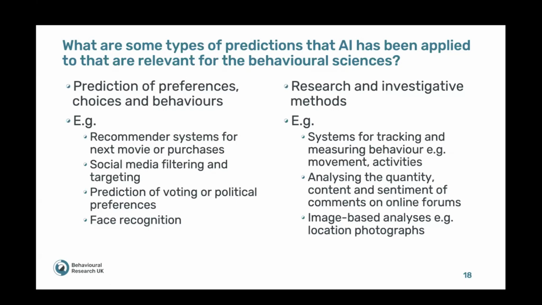And finally, you may be supporting your research methodology with other modalities, which are also only accessible to AI algorithms. For example, you may have image-based analyses, such as location photographs, which you are using to try and understand better the context in which behavioral choices are taking place. Maybe you've got photographs of the environment around the shop, to try and understand the contextual settings.